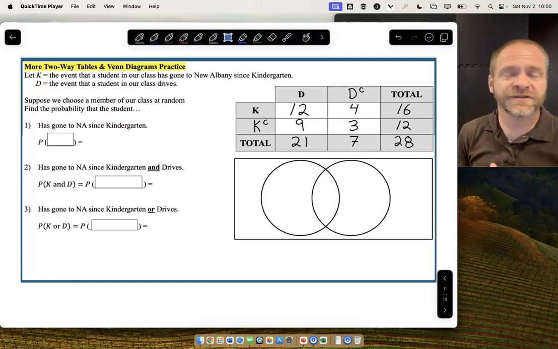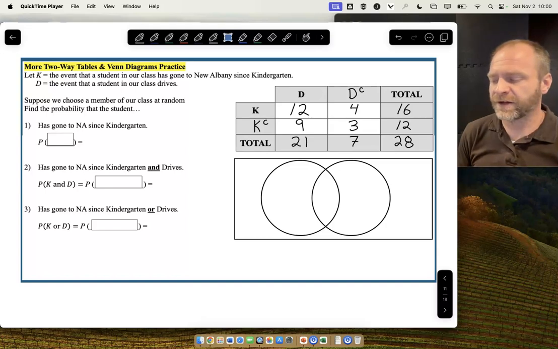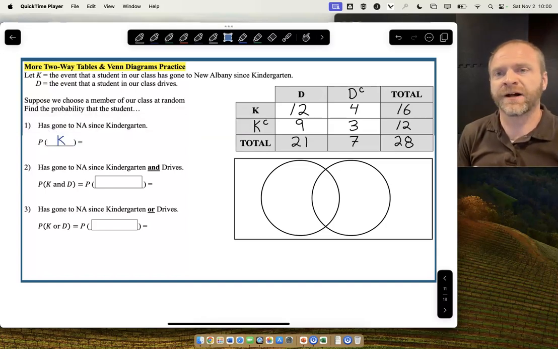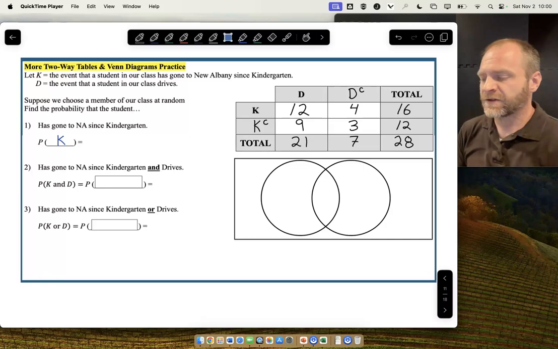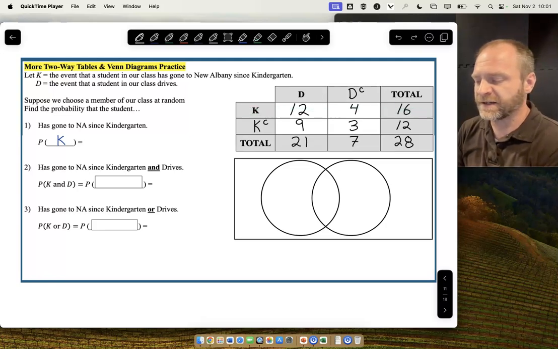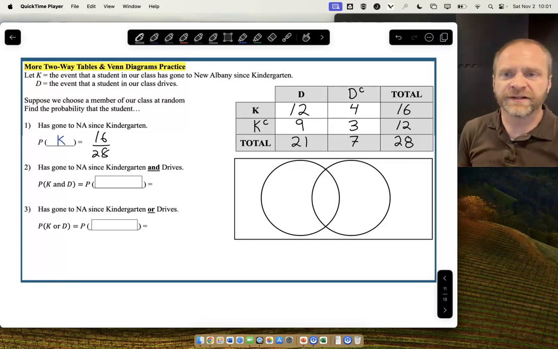What's the probability that someone has gone to Albany since kindergarten? Now, if I'm looking at notation, what that means is I want the probability of just event K. So the probability of event K happening was all of that row. I want this entire row, which was going to be 16 out of the 28. And I'm just going to leave it in fraction form for right now.